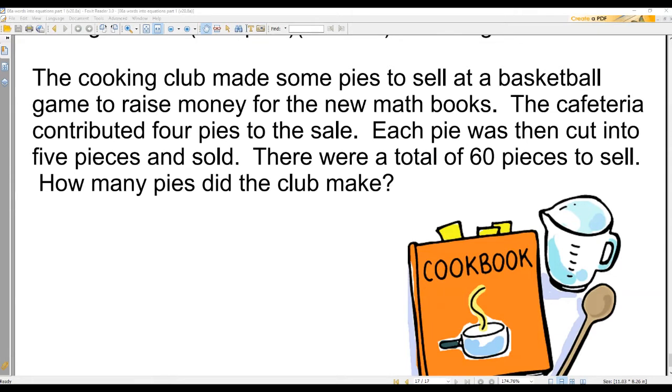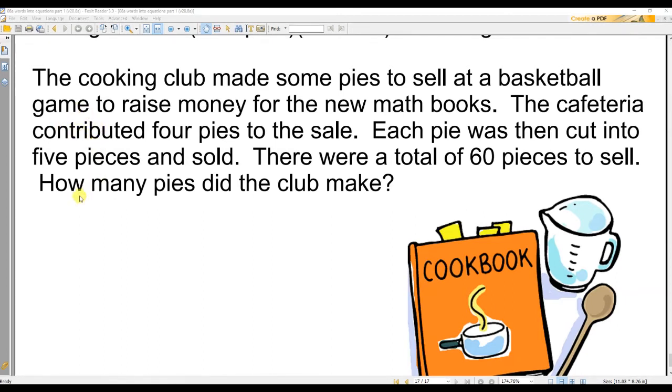Cooking Club made some pies to sell at a basketball game to raise money for a new math book. The cafeteria contributed 4 pies to the sale. Each pie was then cut into 5 pieces and sold. There were 60 pieces to sell. How many pies did the club make?